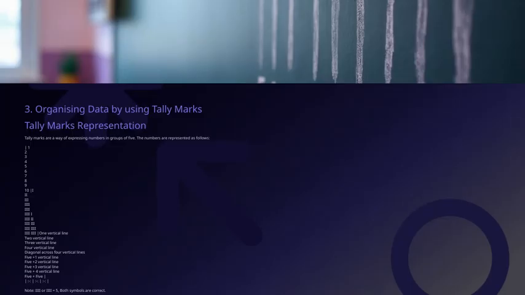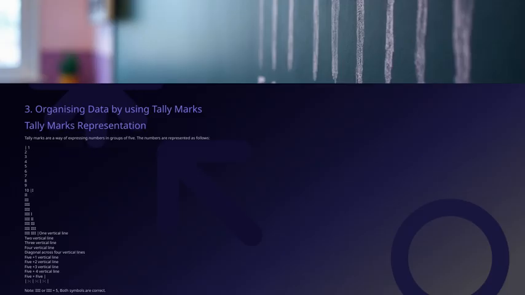Now, let's look at how we can organize data efficiently using tally marks. Tally marks are a simple and effective way to represent numbers in groups of 5, making it easier to count and visualize data at a glance. Here, you can see the basic representation. For numbers 1 through 4, we use vertical lines, 1, 2, 3, and 4. When we reach 5, instead of 5 individual lines, we draw a diagonal across the 4 vertical lines, which stands for 5.